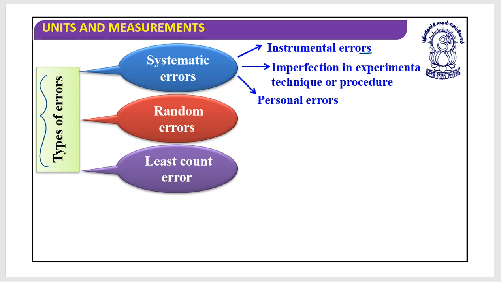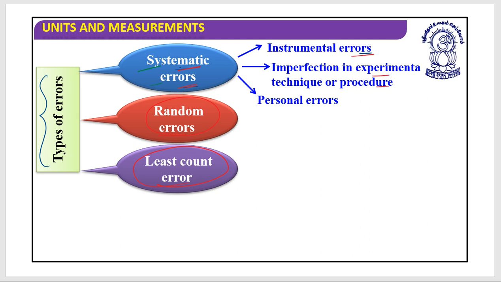Basically, I can segregate this into primarily three categories. First is the systematic error. Another is the random error, and last is the least count error. So they are the systematic errors, random errors, and least count errors. Now, what is systematic error?